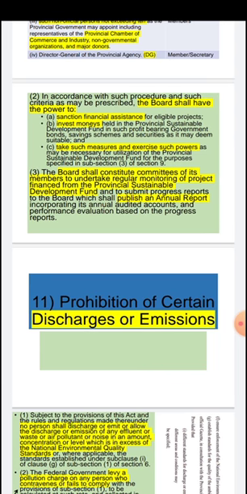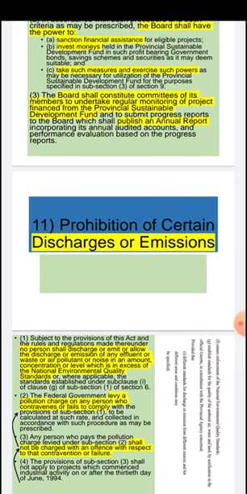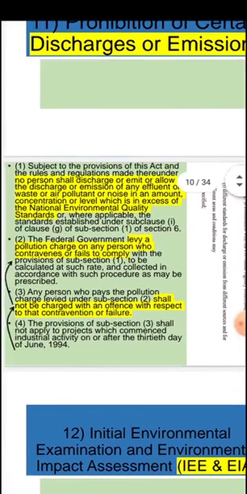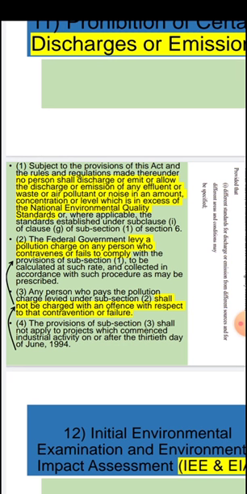So the 11th section is about the provision of certain discharge or emission. So it is a very important section. Under this section, we will be formulating NEQS, National Environmental Quality Standards, and so these things are in this 11. So the next few sections are very much practical and field oriented. So, subject to this act, no person shall discharge or emit or allow the discharge or emission of any effluent, waste, or air pollutant or noise in an amount, concentration or level in excess of the NEQS.